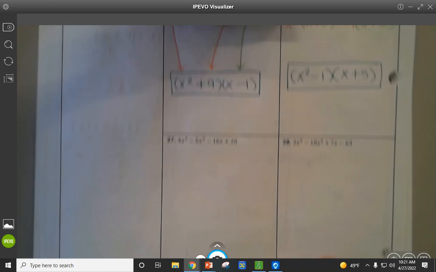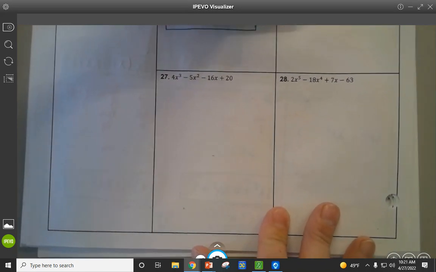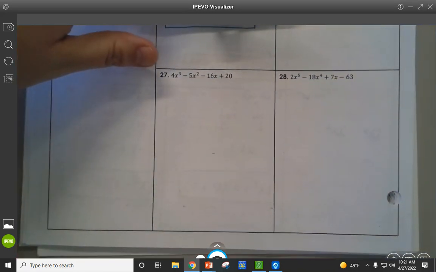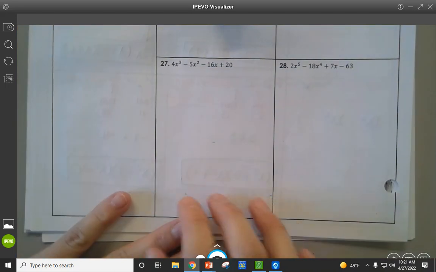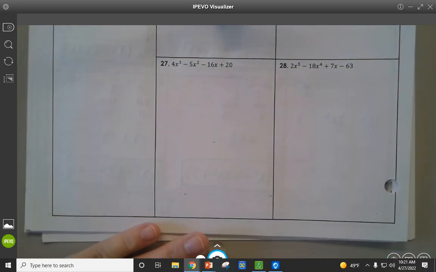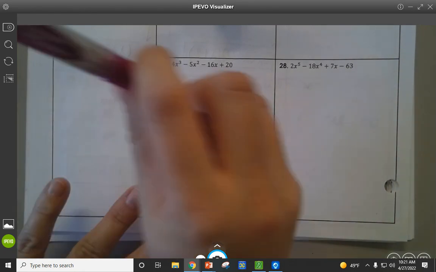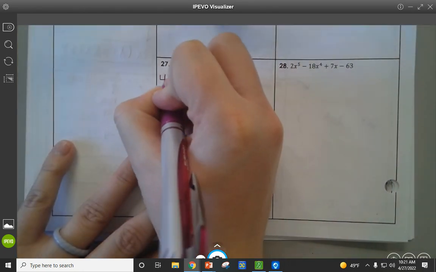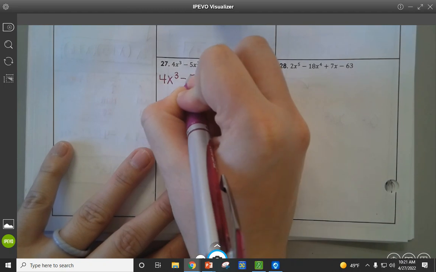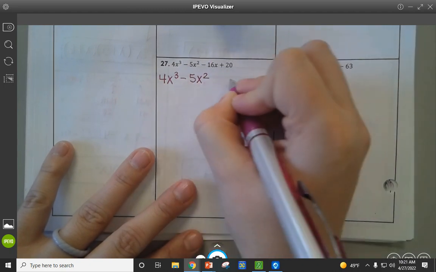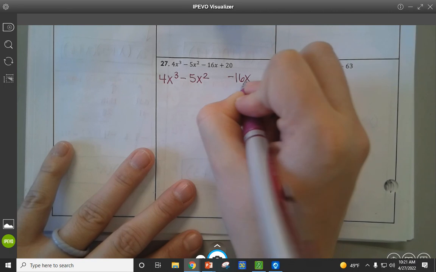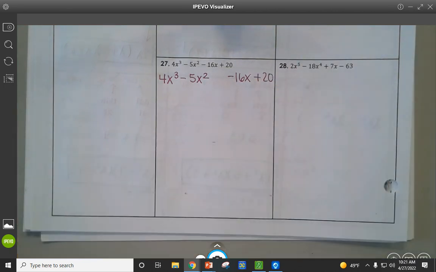All right, next one, number 27. All right, first two terms: 4x cubed minus 5x squared. And then we have a negative 16x plus 20.